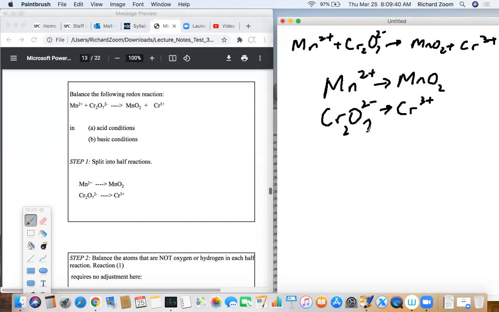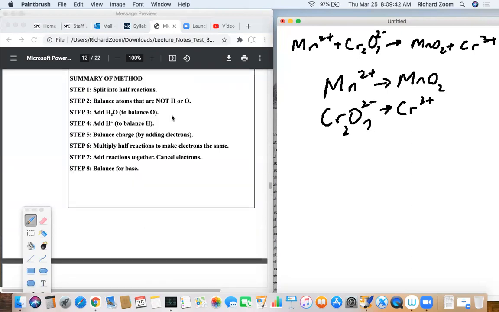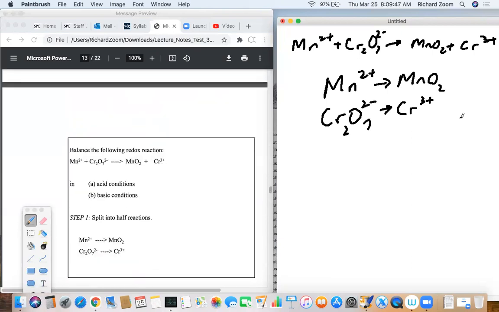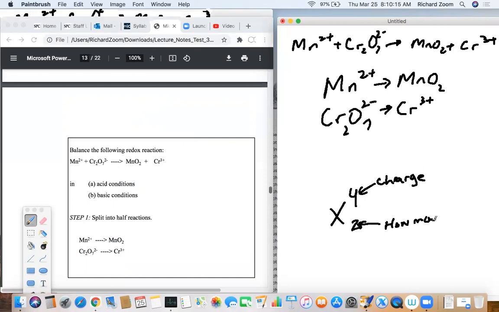Now the next step is to balance the atoms that aren't hydrogen or oxygen. Effectively, we're balancing the manganese and the chromium. Now, if I've got Mn2 plus here, that means the charge on Mn is 2 plus. There's only one manganese, though. So when you've got this situation, the Y is going to be the charge. I think we're all aware of this. And the Z here is going to be how many X's there are. And that's important to be aware of as well.